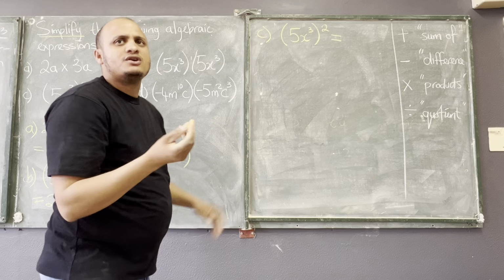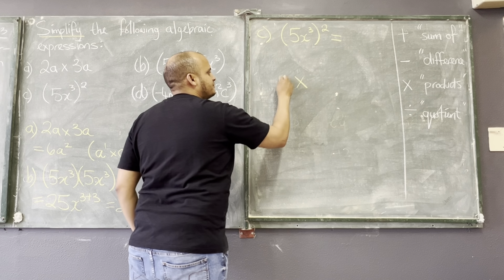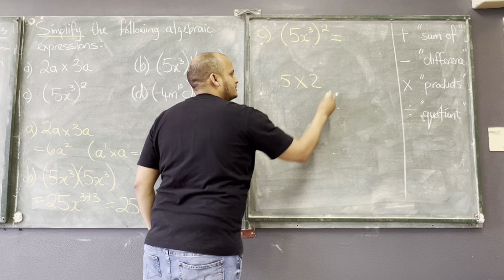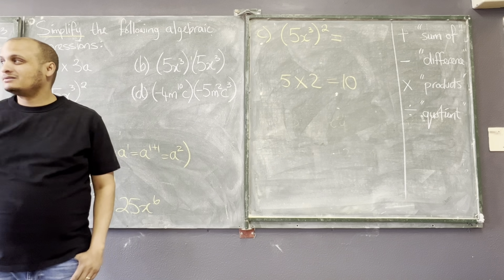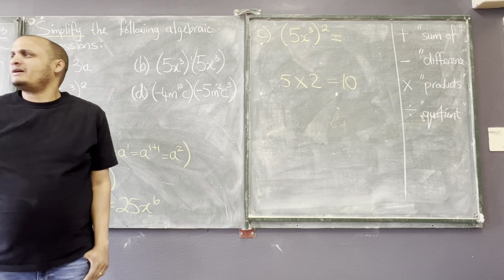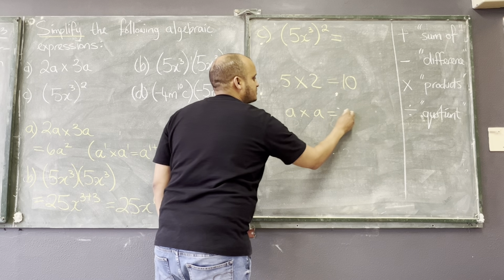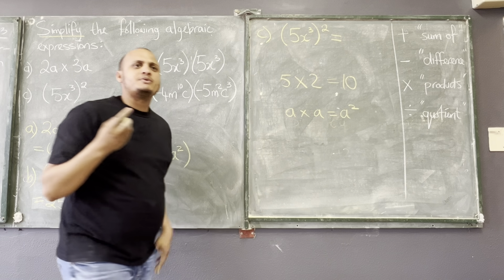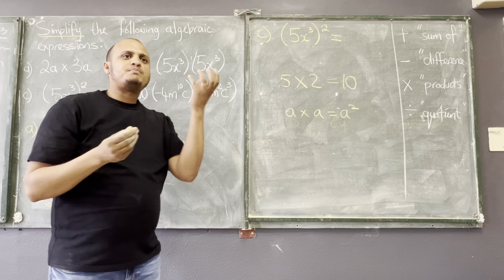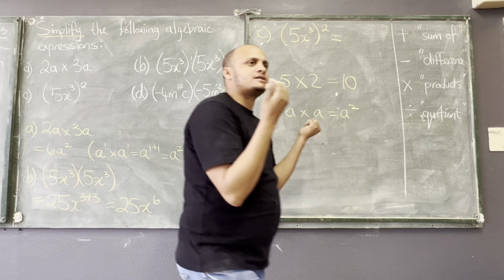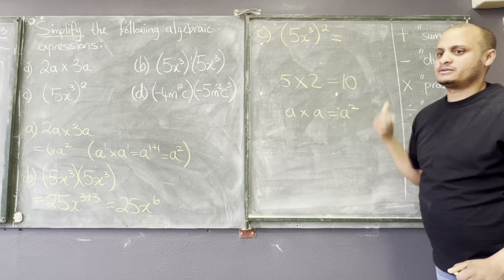So if I ask you, what is the product of 5 and 2? The product of it is 10. What is the product of A and A? It's A times A, which is A to the power of 2. Right, so when we speak of products, we also speak of the parts or components that make up the product. What makes up a product? What are these things called?